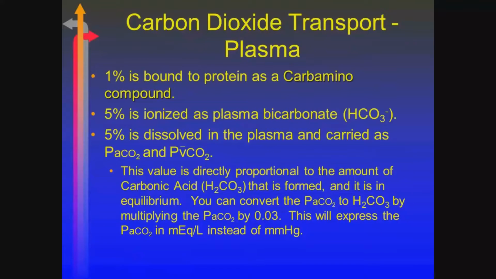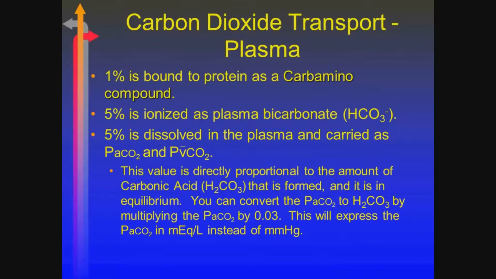So let's talk about the plasma. In the plasma, CO2 is carried attached to some proteins as a carbamino compound, as bicarbonate. So it goes through that process of converting itself from CO2 and water to carbonic acid to bicarbonate ions. So it's carried as bicarbonate. And it's dissolved. And this is what we measure when we measure our PaCO2. It's how much is dissolved in the plasma.